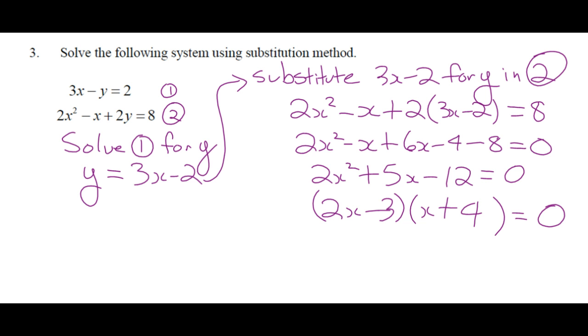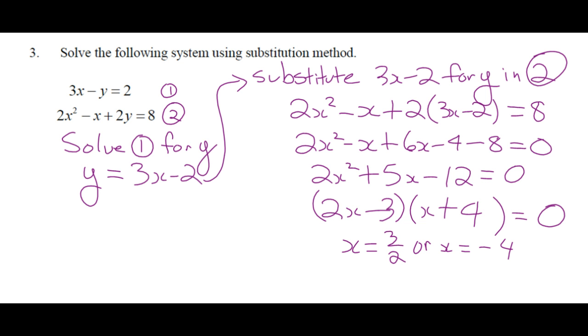Don't gloss over it, because if that's wrong, then everything beyond that is wrong. Which in this case is really just the answer. But in further work, that solution that you use then gets used somewhere else and gets used somewhere else, and it cascades on down. Okay, so what's x equal to? 3 halves? Or? Minus 4.